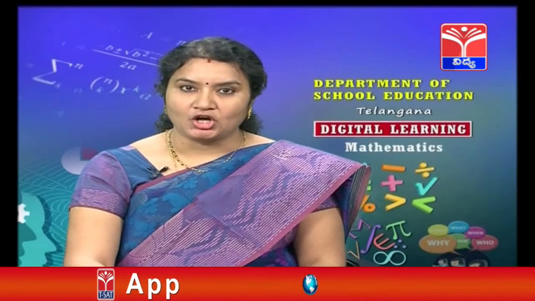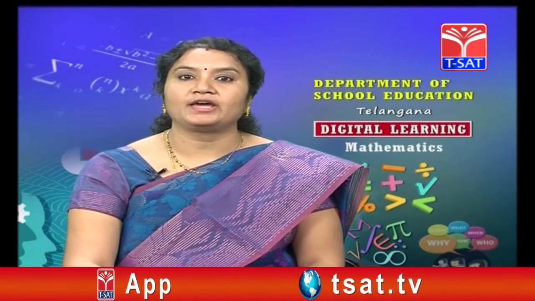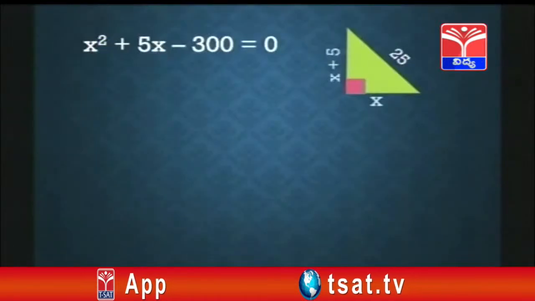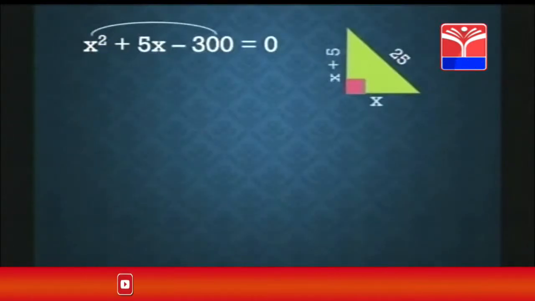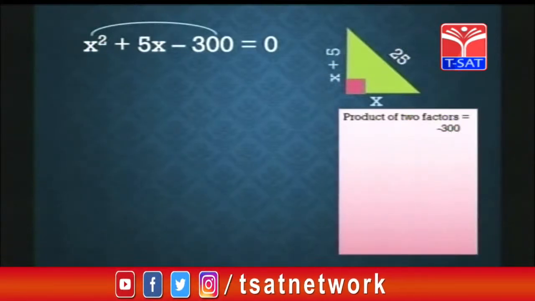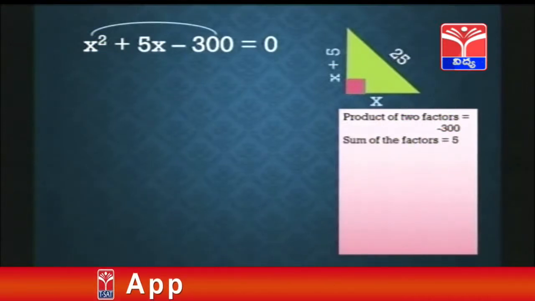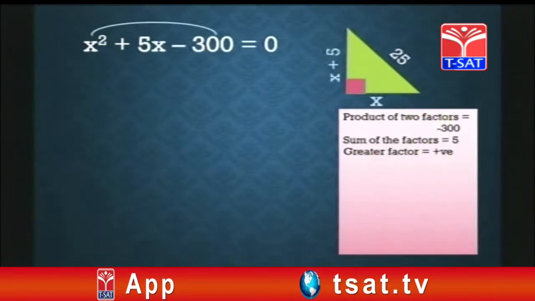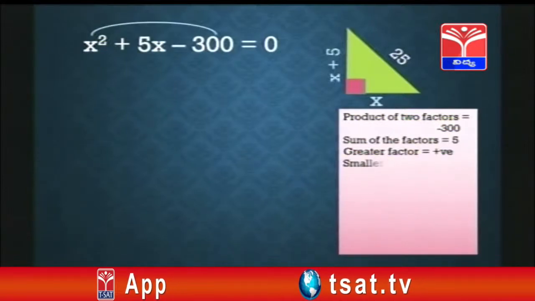Now let's try to solve the equation x square plus 5x minus 300 is equal to 0. Multiplying the coefficient of x square, which is 1, with minus 300, I get the product of two factors as minus 300, and the sum of the two factors should be plus 5. So my greater factor should be positive and smaller factor should be negative.